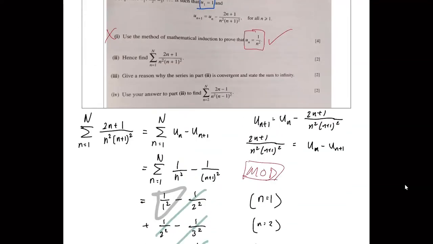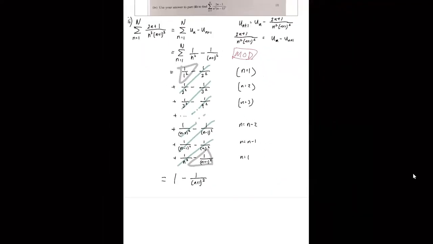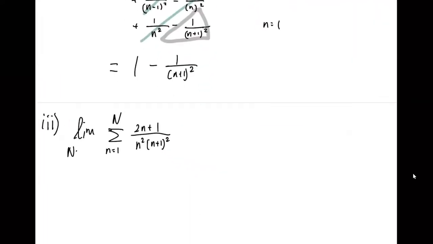Hence, fine. Okay, part 2 is done. Let's move on to part 3. Give a reason why the series in part 2 is convergent. State the sum to infinity. Okay, same thing again. We just have to take the limit. For part 3 now, take the limit of that expression, but this time we want the capital N to go to infinity because that's the variable now.